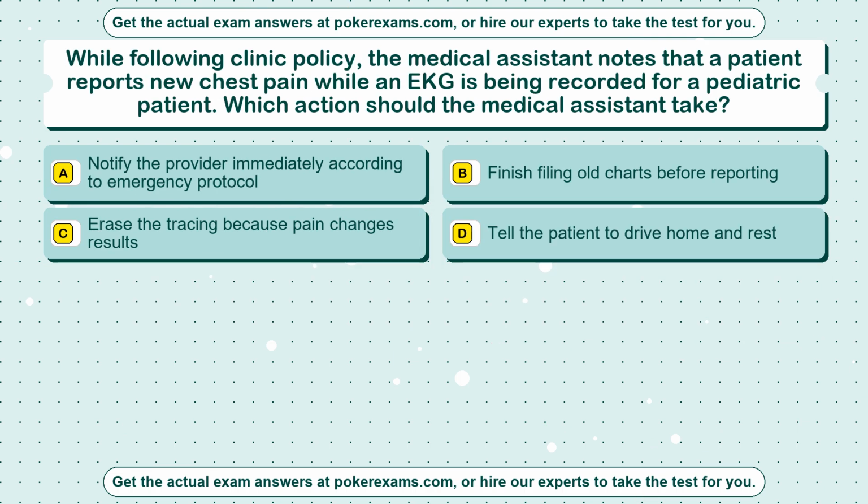Question 36. While following clinic policy, the medical assistant notes that a patient reports new chest pain while an EKG is being recorded for a pediatric patient. Which action should the medical assistant take? Option A, notify the provider immediately according to emergency protocol. Option B, finish filing old charts before reporting. Option C, erase the tracing because pain changes results. Option D, tell the patient to drive home and rest.